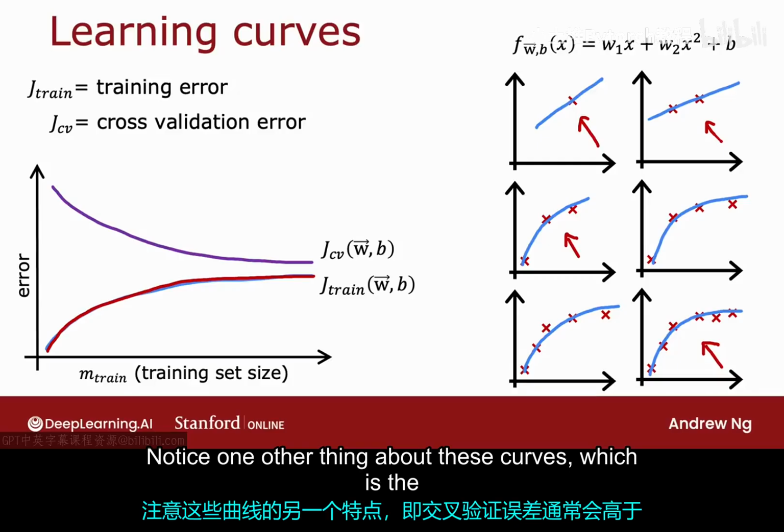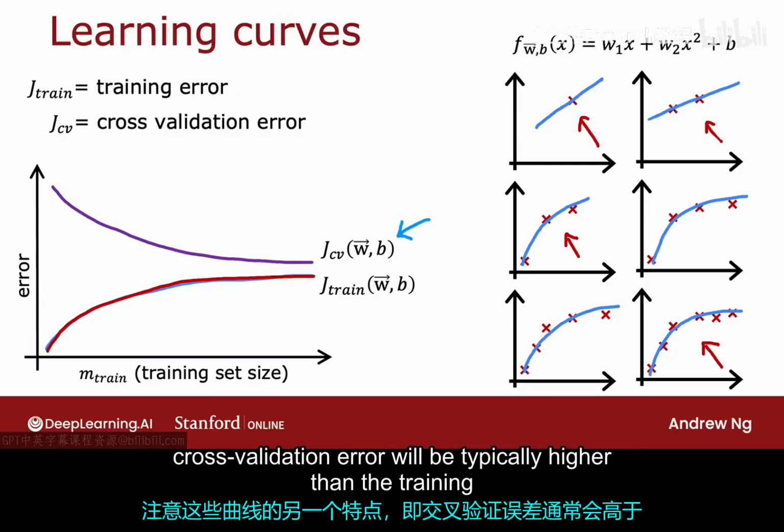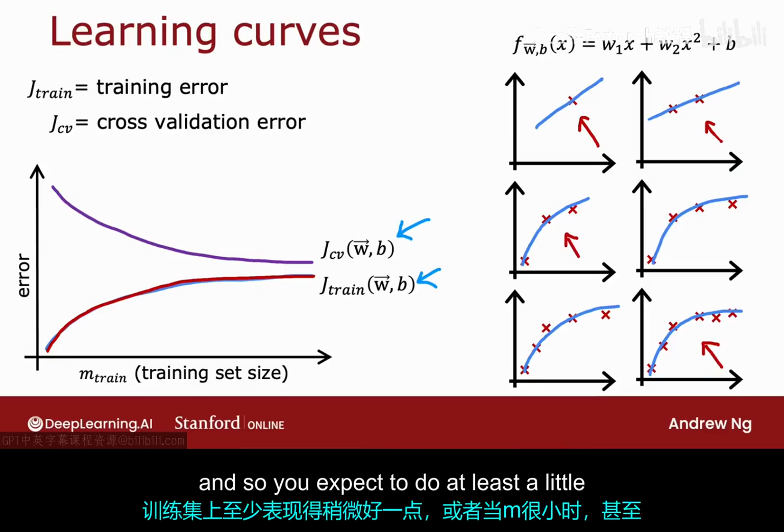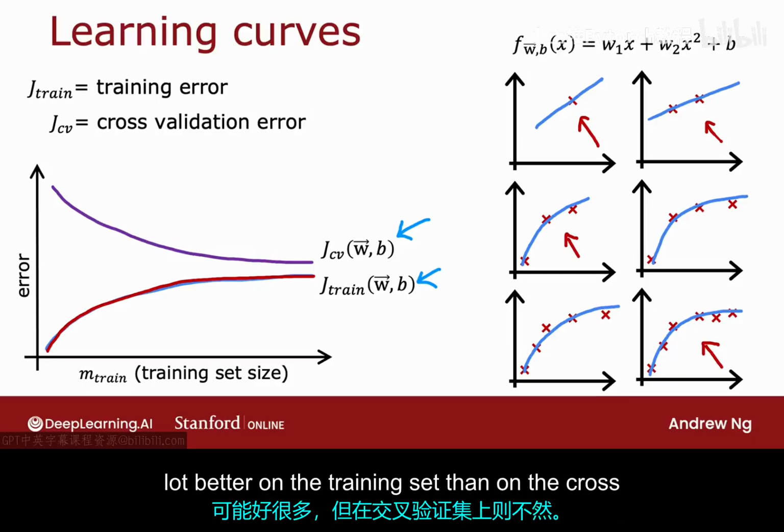Notice one other thing about these curves, which is that the cross-validation error will be typically higher than the training error, because you fit the parameters to the training set, and so you expect to do at least a little bit better, or when m is small, maybe even a lot better, on the training set than on the cross-validation set.